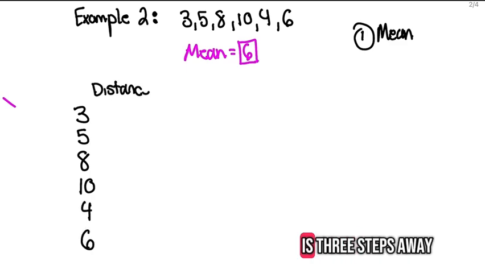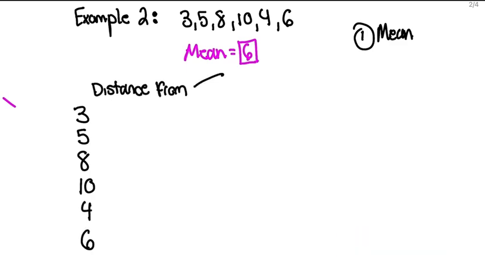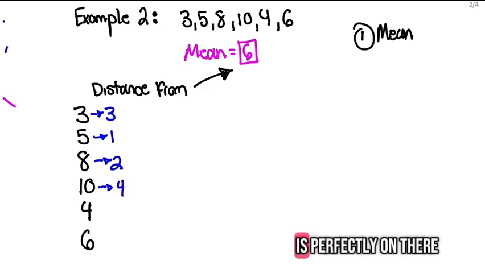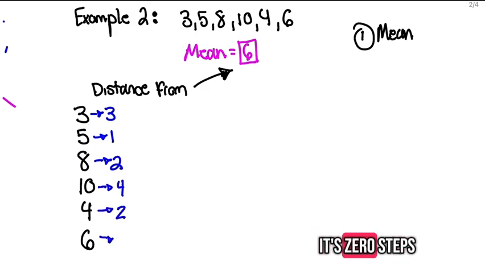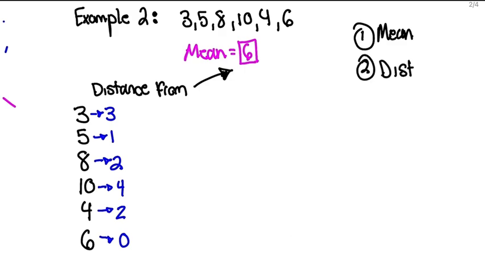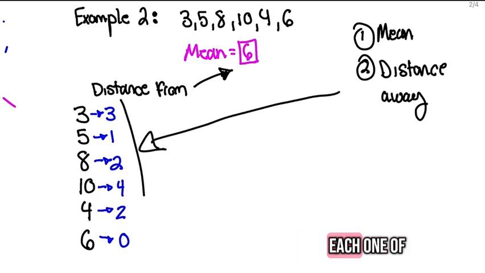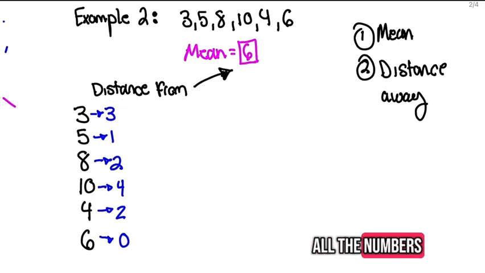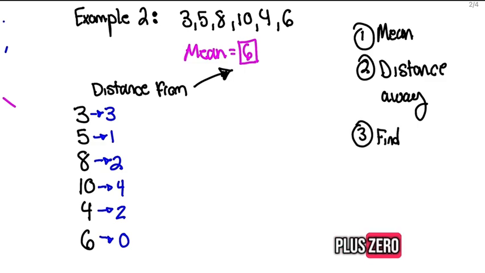The 3 is 3 steps away. The 5 is 1 step away. The 8 is 2 steps away. The 10 is 4 steps away. The 4 is 2 steps away. And the 6 is perfectly on there, 0 steps away. And I'm going to find the average of those numbers. I'm going to add them all up because we saw the distance each one was away: 3 plus 1 plus 2 plus 4 plus 2 plus 0.